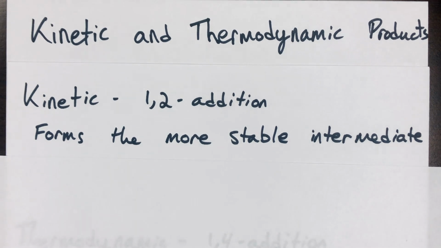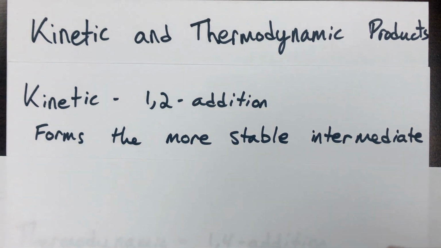Mechanistically, kinetic products form through the most stable intermediate, or at least the more stable one compared to the intermediate that leads to the thermodynamic product. This isn't always the case, but it is usually the case, and it explains why we call the kinetic product the kinetic product: it is the one that forms the quickest. So that is the kinetic product.